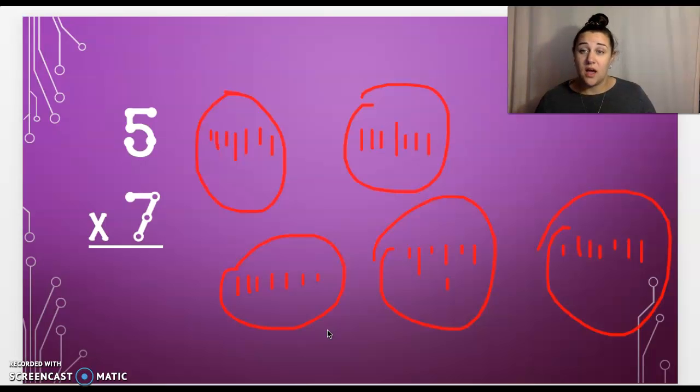So now I just have to skip count my groups. And since I have 7 in each group, I'm going to skip count by 7. So we have 7, 14, 21, 28, 35. So 5 times 7 equals 35.